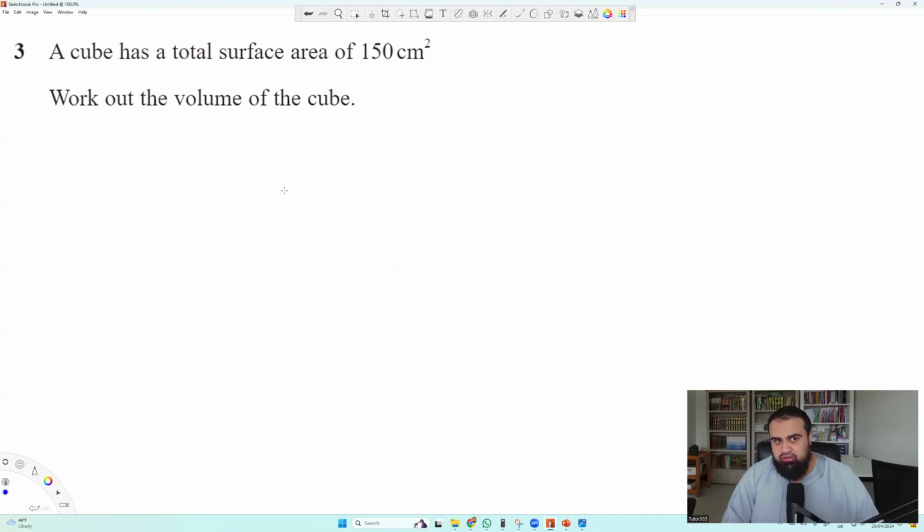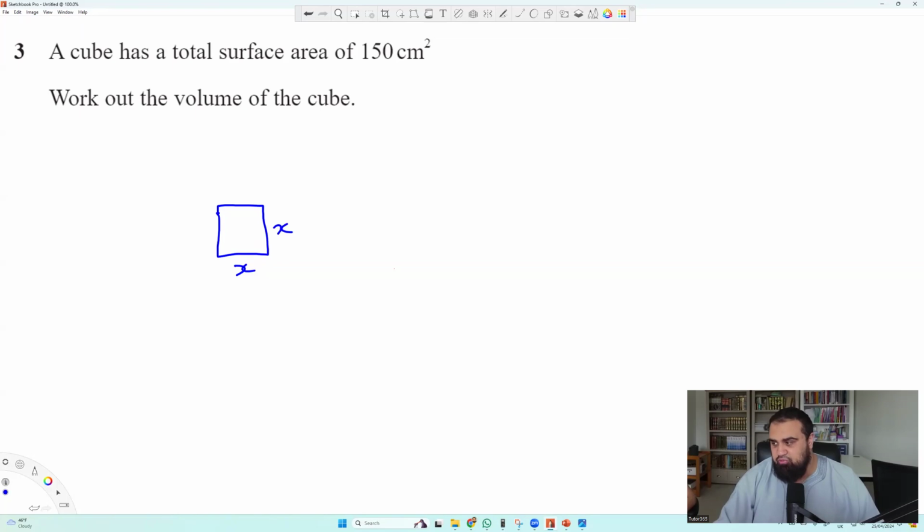Now, for question number 3, you may pause the video and have a go. Whenever you're ready for the answers, you can press play. In a cube, you have to understand each cube has 6 faces, and each face is a perfect square. So when you're trying to work out the area of one face of the cube, you do x times x, because it's a square, it's the same value.